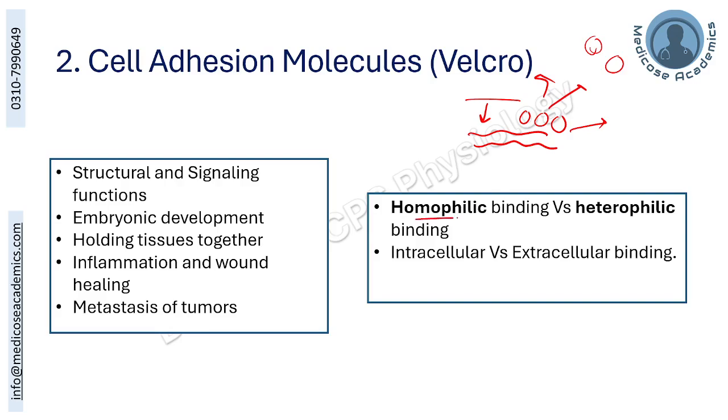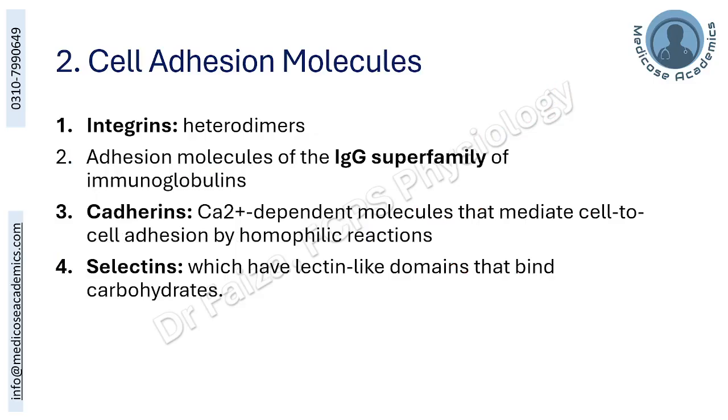They can help in homophilic binding, cell-to-cell binding, versus heterophilic binding, for example cell to the basal lamina. Intracellular versus extracellular binding: for example, the cell adhesion molecules from inside a cell to the inside of the cell, or from inside of the cell to the outside in the extracellular matrix. Cell adhesion molecules examples include integrins, which help in forming heterodimers, IgG superfamily, cadherins in homodimers, and selectins, which are lectin-like molecules that provide attachment to the carbohydrates.